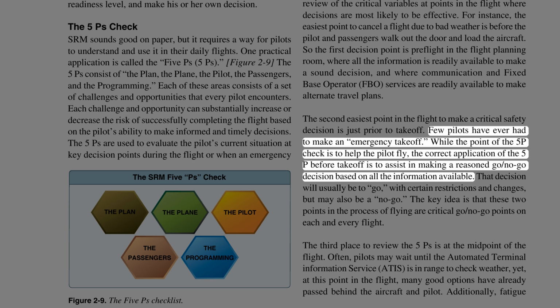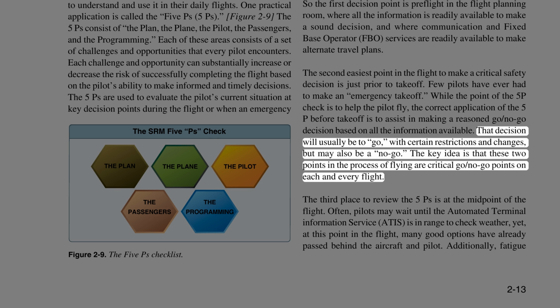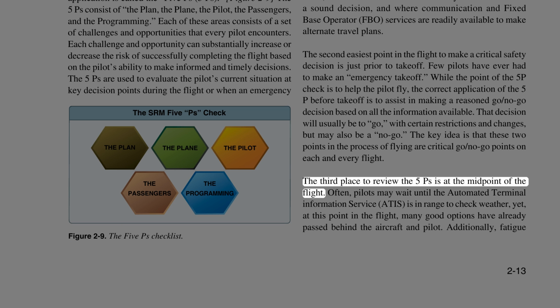Few pilots have ever had to make an emergency takeoff. While the point of the 5P check is to help the pilot fly, the correct application of the 5Ps before takeoff is to assist in making a reasoned go/no-go decision based on all the information available. That decision will usually be to go with certain restrictions and changes, but may also be a no-go. The key idea is that these 2 points in the process of flying are critical go/no-go points on each and every flight. The third place to review the 5 Ps is at the midpoint of the flight.